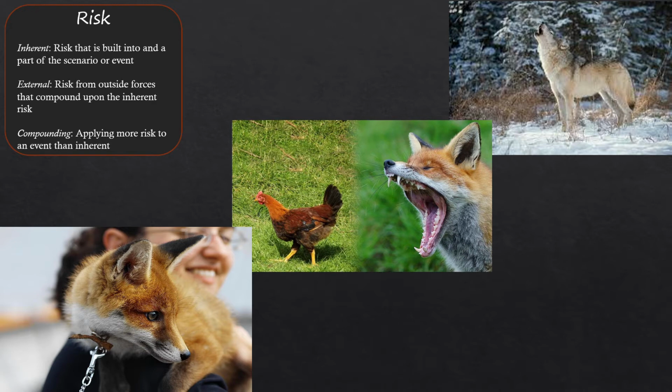The fox is an external risk. It can be a known risk because there are foxes in the area. You could live somewhere where there are no foxes. So a fox showing up would be an unknown risk because you didn't know they were there. Maybe you just never considered it.